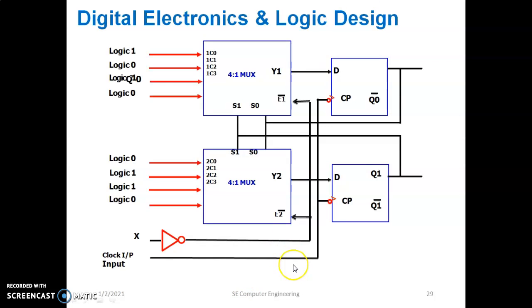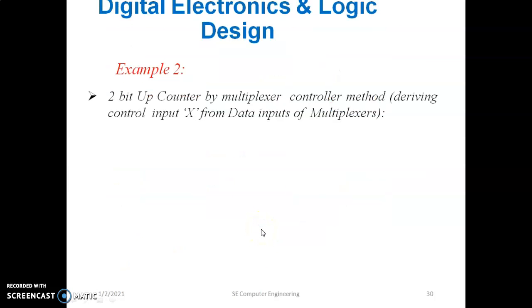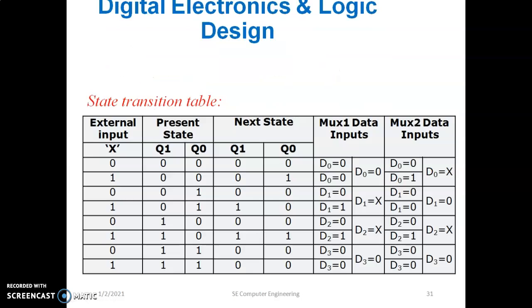So this is the logic circuit diagram. So here the 4:1, that is nothing but the cascading. So when more than one multiplexers are used, that is nothing but the cascading. So you can use the cascading also. This is the state transition table.